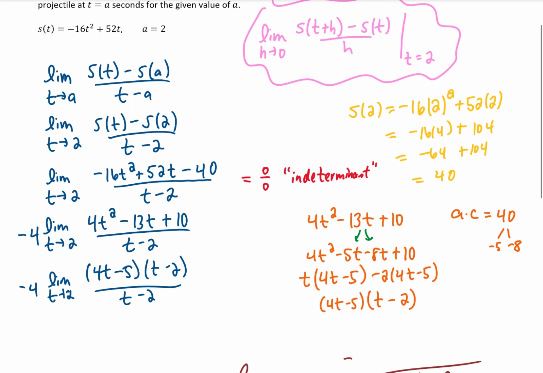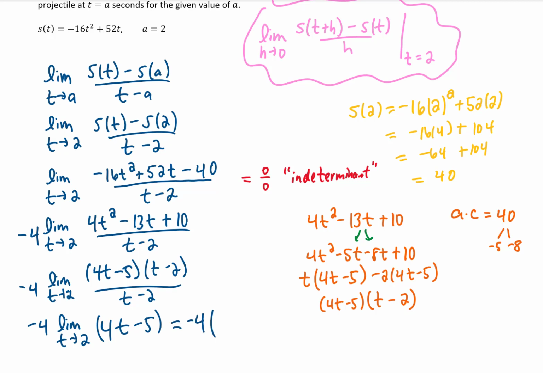And now you'll notice that our t minus 2 factor in the numerator and the denominator cancel, leaving us just with the limit as t approaches 2 of 4t minus 5. Now if we plug t equals 2 into that, we get negative 4, which was out in front of our limit, times 8 minus 5, which is 3. So we get a final answer of negative 12.